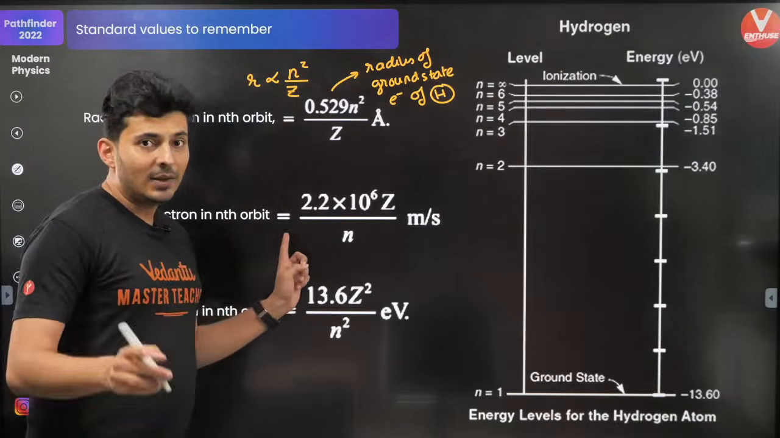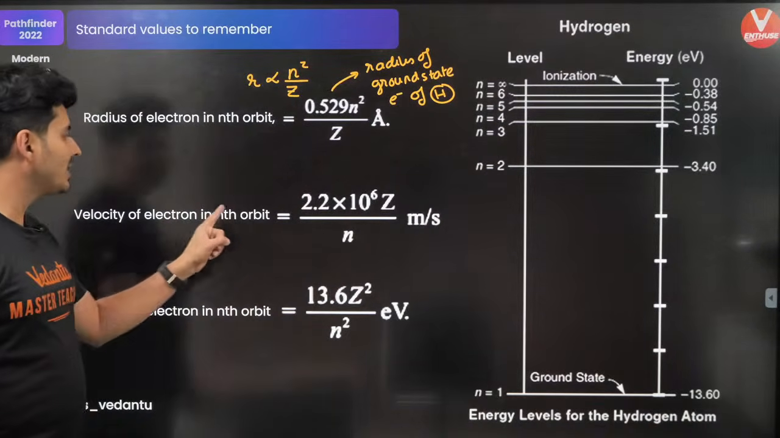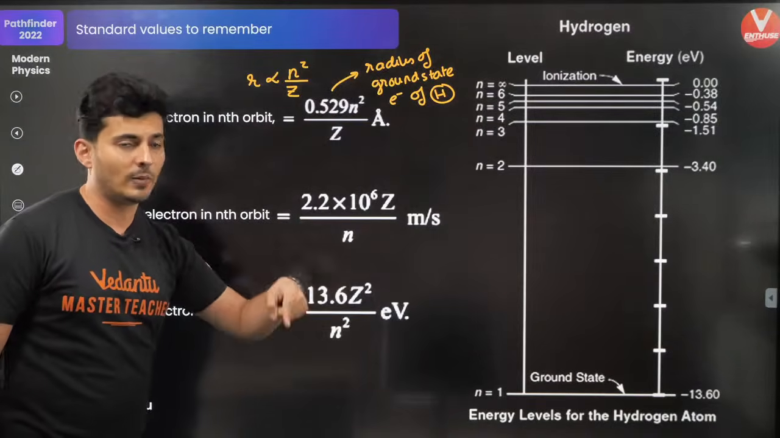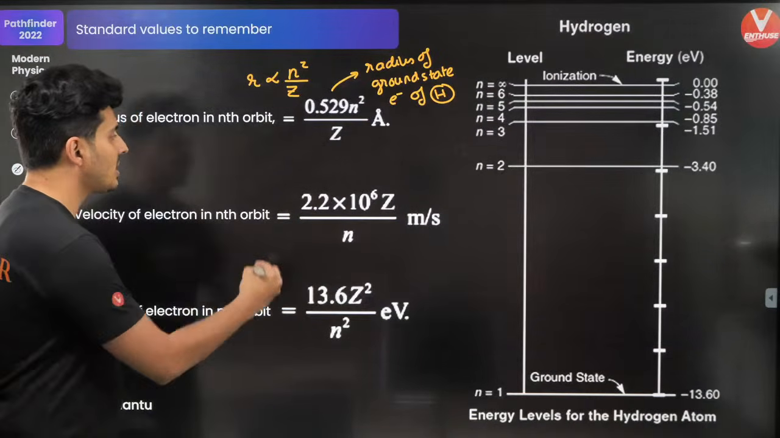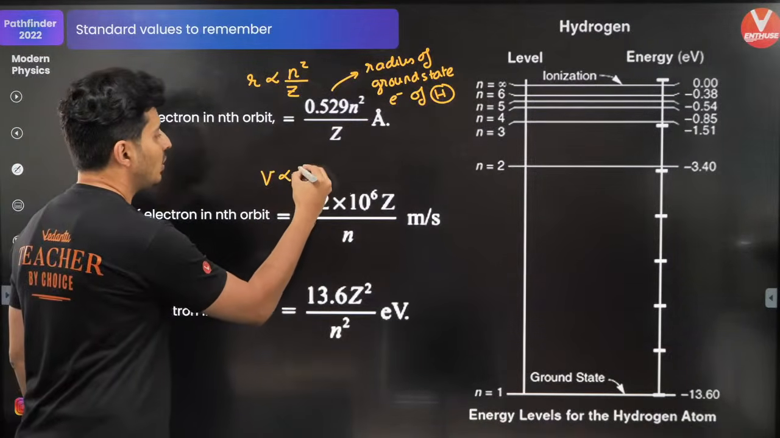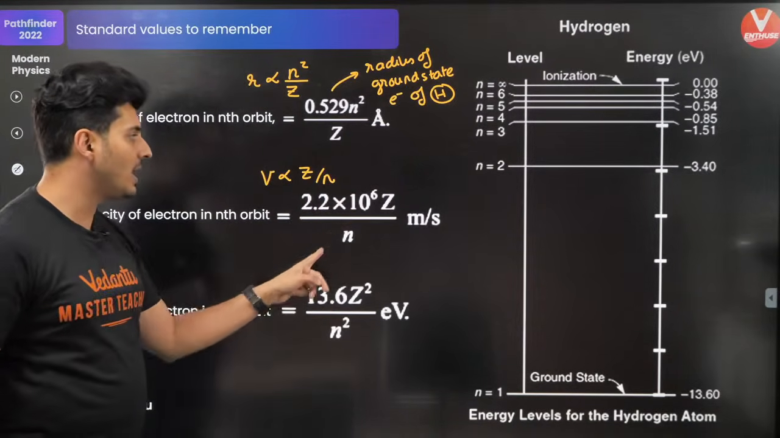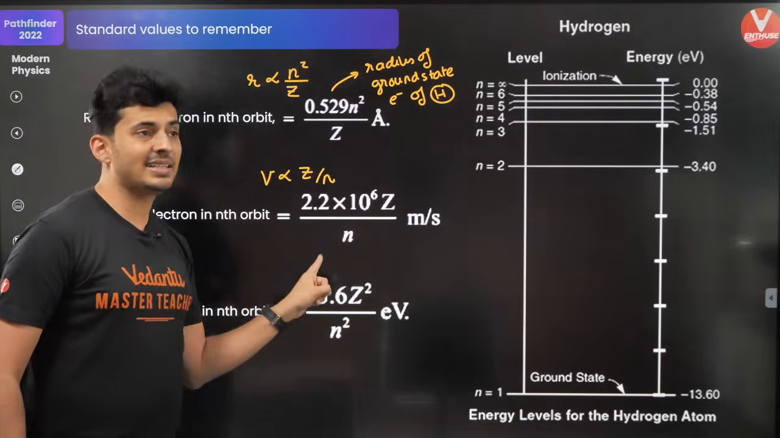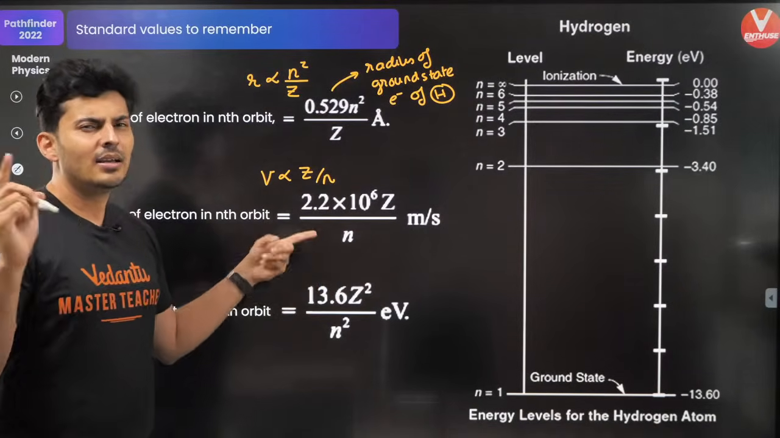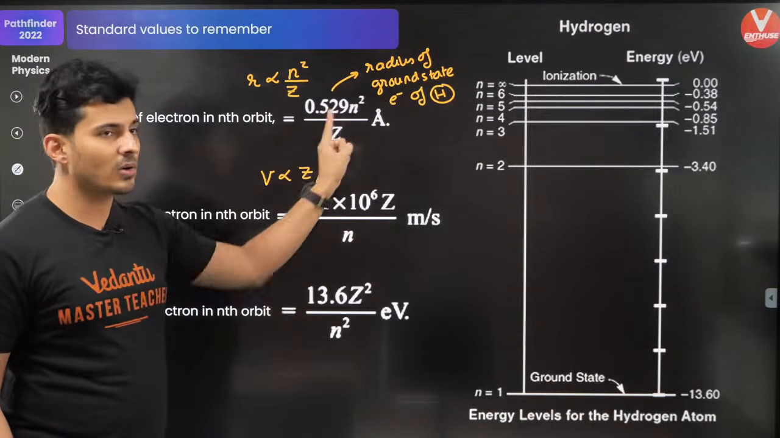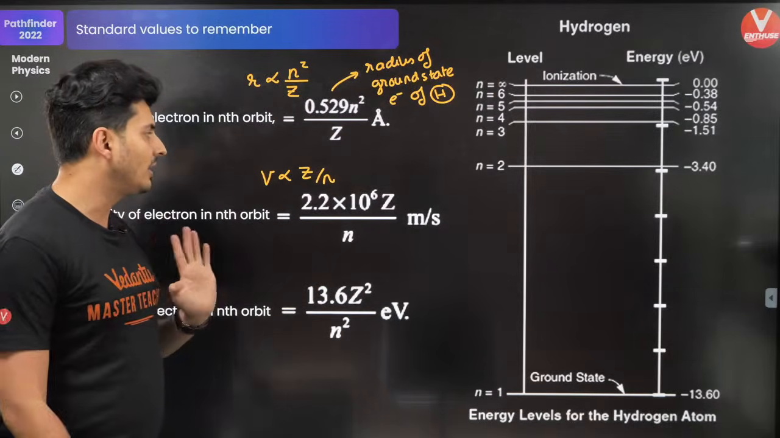Now, the next thing that you need to remember is the value of the speed of that electron in that orbit. Velocity is proportional to z by n. Very, very important. Proportional to z by n, and 2.2 into 10 to the power 6 is that constant, which is obviously the speed of electron in the ground state for hydrogen atom.